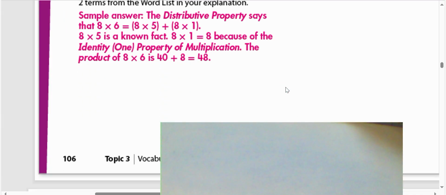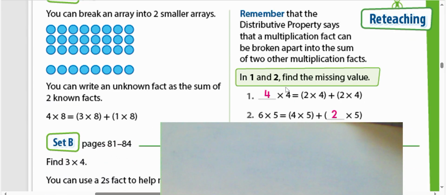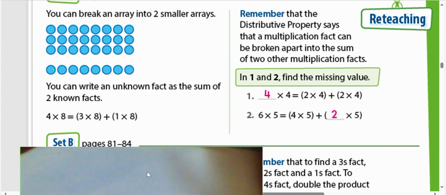Next question. Let's split the array and divide it. In this array we have 1, 2, 3 and 1. 3 rows times 8 plus 1 times 8. The result will be 4 times 8. We can use the distributive property: 4 times 4 equals 2 times 4 plus 2 times 4. We can divide it here: 4 equals 2 plus 2. 6 times 5 equals 4 times 5 plus 2 times 5. Okay, because 5 was constant. 6 equals 4 plus 2.